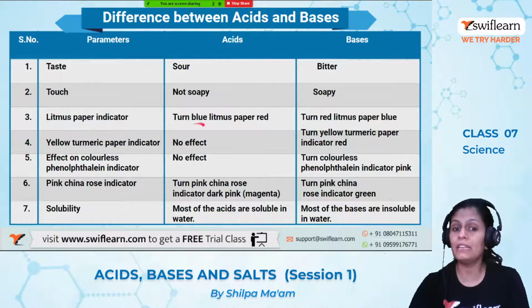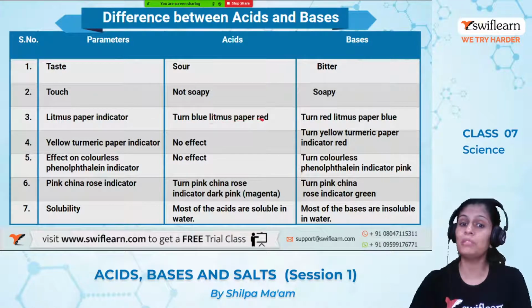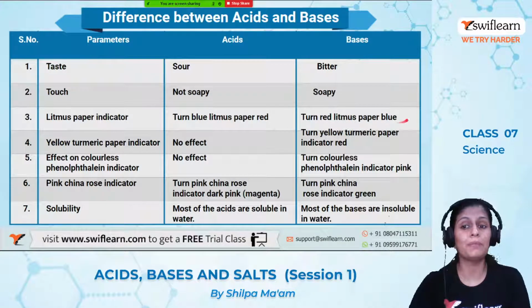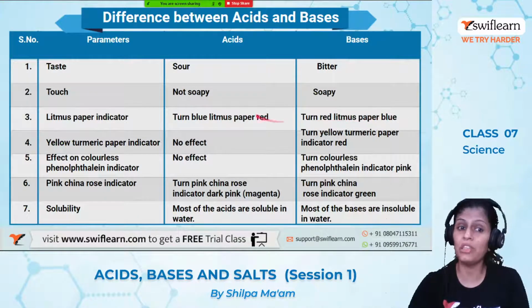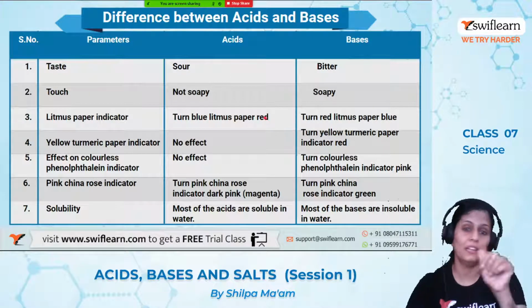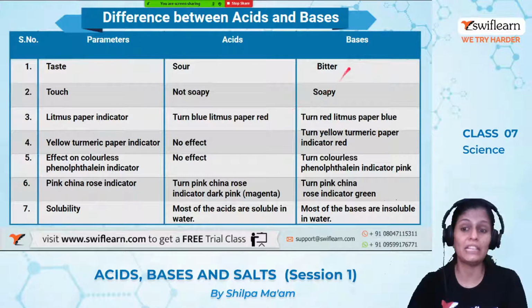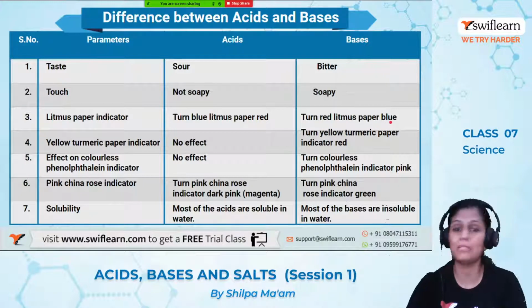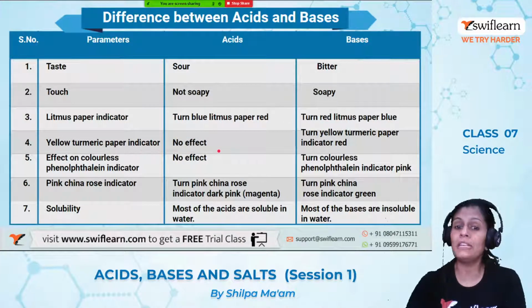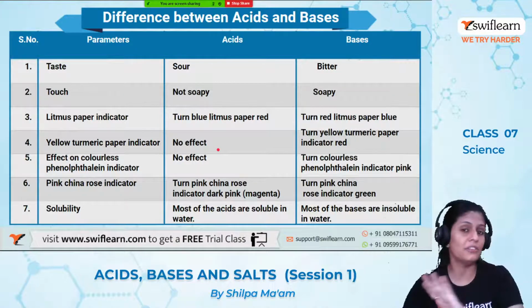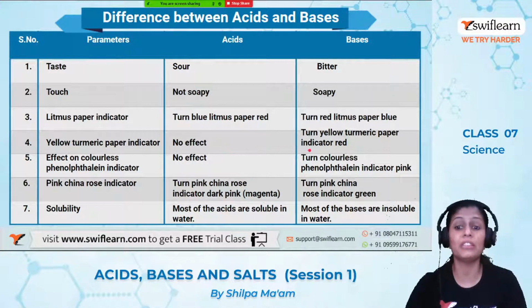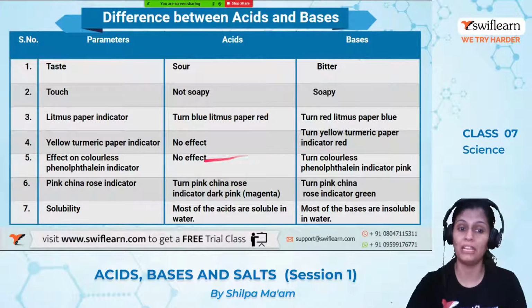Litmus paper indicator will turn blue litmus paper to red if it is an acid, or if it is a base, then red litmus paper would turn blue. Most important, if you put a red litmus paper in an acid, there would not be any change. And if you put a blue litmus paper in a base, there would not be any change. Yellow turmeric paper indicator: if you put it in an acid, there is no change, but in a base it changes from yellow to red.